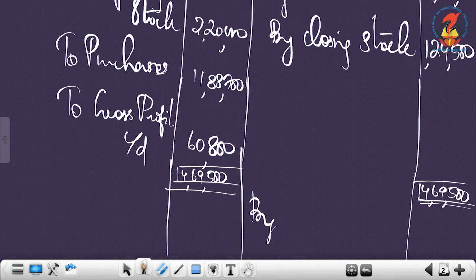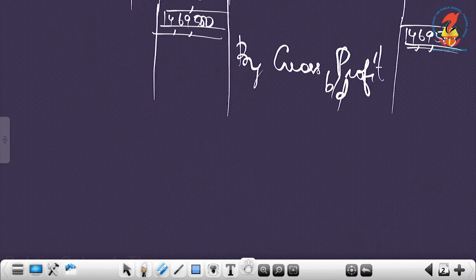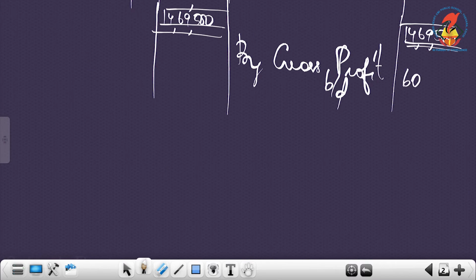Now we will start P&L, transfer that gross profit to the credit side. It's by gross profit brought down 60,500. Now we will record all indirect expenses. Sorry, it's 60, not 500, it's 6,800.